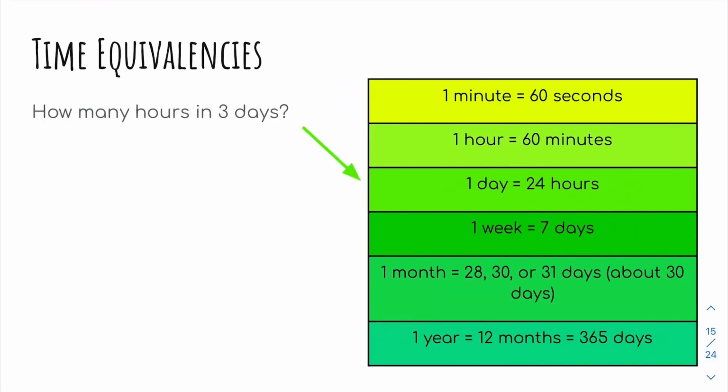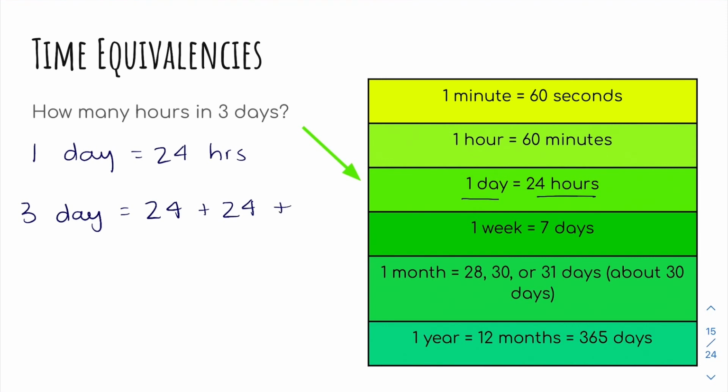How many hours are in 3 days? Well, in 1 day, there are 24 hours. 1 day equals 24 hours. So 3 days would equal 24 plus 24 plus 24. Let's solve just the first two. 24 plus 24. Remember that you can stack your numbers to do the standard algorithm to solve this as well. 24 plus 24. Well, 4 plus 4 is 8, and 2 plus 2 is 4.